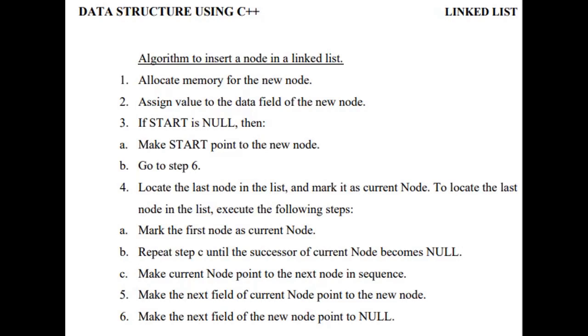It has some steps. We mark the first node as the current node, going to the start pointer, and we have to traverse the linked list up to the end, which is null. After reaching there, we change the null to the reference to the next node, and the new node's reference or link part will be null. So this is how we insert a node in a linked list.